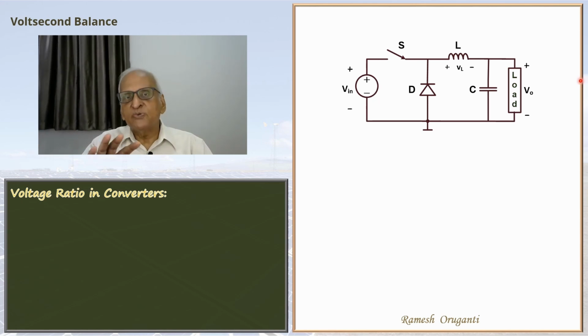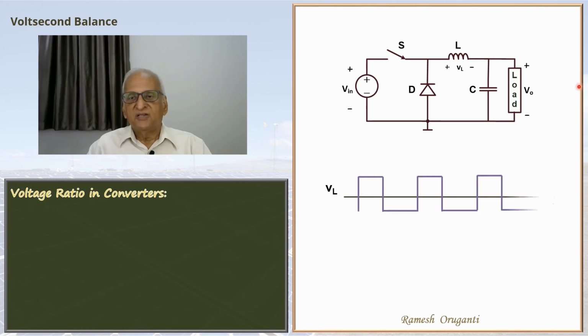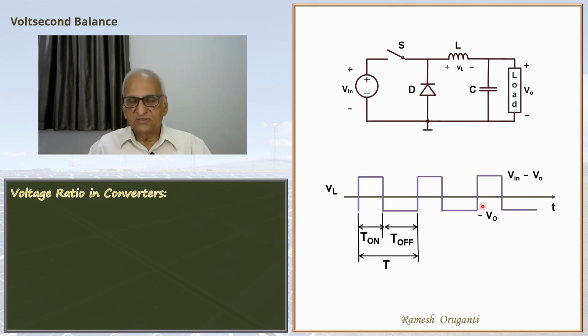We are assuming continuous conduction mode of operation here. In case you haven't yet studied what continuous conduction mode is, don't worry about it. You can follow this discussion without knowing that. Now let me plot the VL waveform. VL waveform swings between Vin minus V0 and minus V0. This is the T on interval. This is the T off interval. And for T on interval, the voltage will be Vin minus V0. For T off interval, the voltage is minus V0.